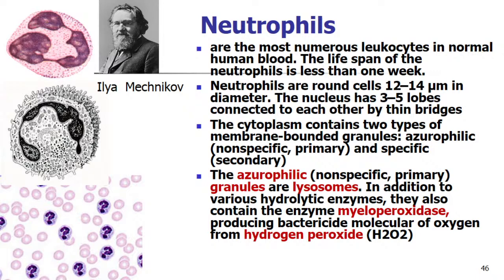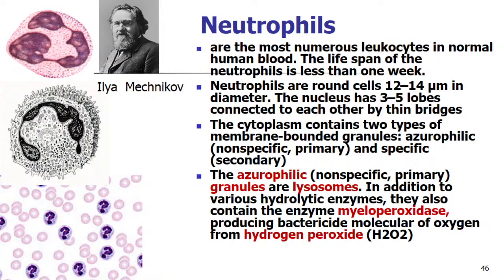So, the definition of neutrophils. Neutrophils are the most numerous leukocytes in normal human blood. The lifespan of neutrophils is less than 1 week. Neutrophils are round cells 12 to 14 micrometers in diameter. The nucleus has 3 to 5 lobules connected to each other by thin bridges. It's very well visible here. Also, the cytoplasm contains 2 types of membrane-bound granules: azurophilic non-specific primary granules and specific secondary granules.